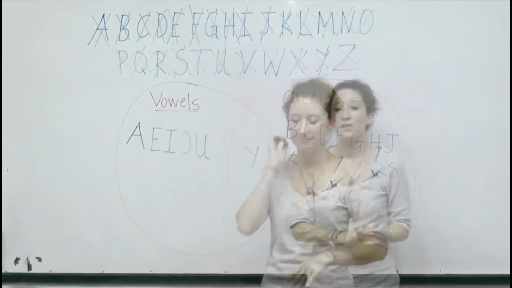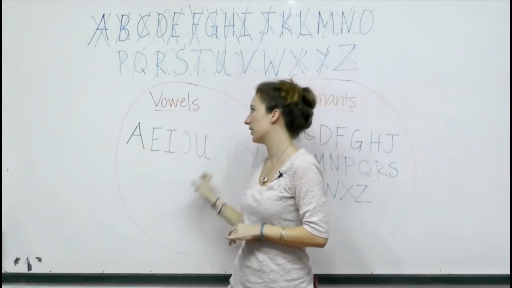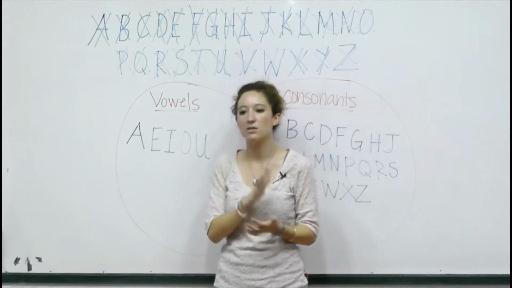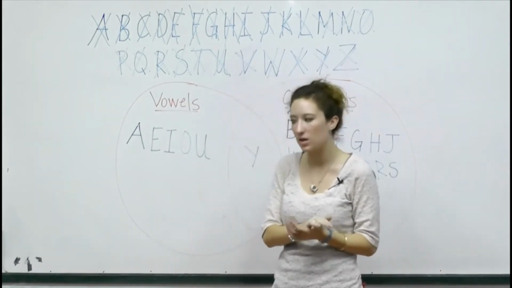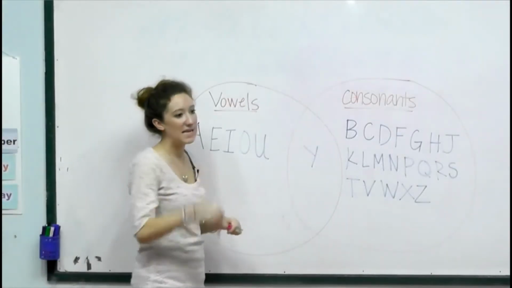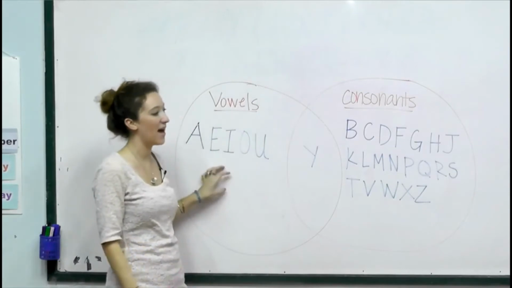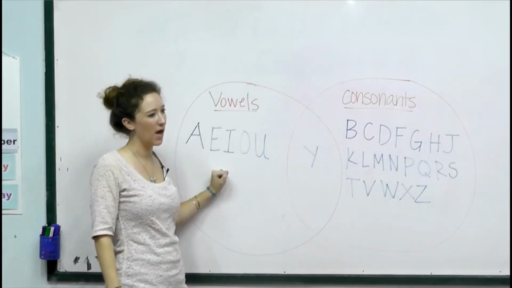Have a seat for now. So it's very, very important that we remember these five vowels. All right? A, E, I, O, U. Vowels. So in English, to have a word, we have to have a vowel. Let me show you an example.